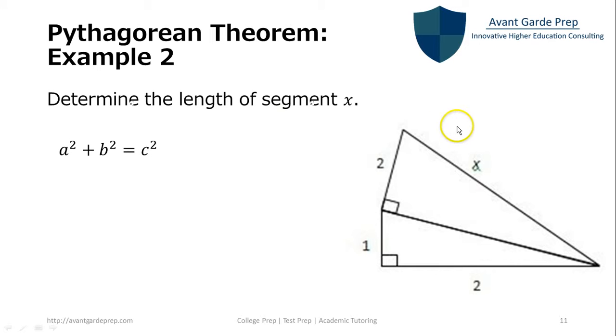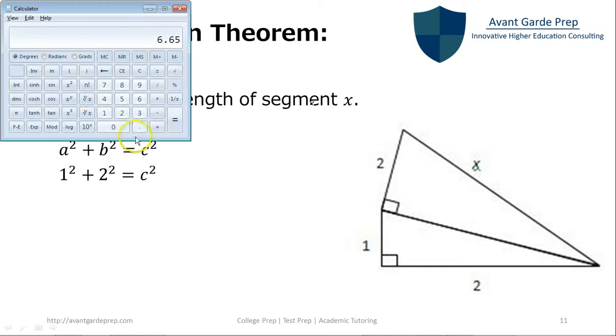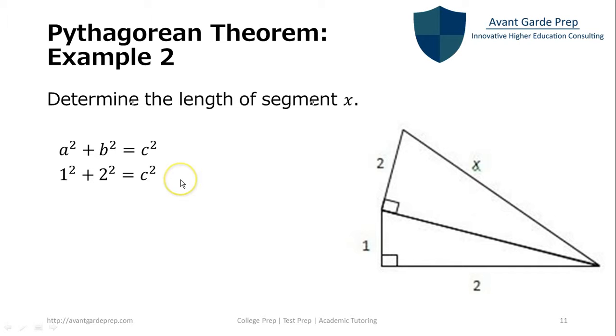So for the smallest triangle, this smaller triangle here, we have one leg of 1 and one leg of 2. So let's go ahead and plug that into our Pythagorean Theorem. So here we have 1 squared plus 2 squared equals c squared. And our hypotenuse here, that's going to be c squared, and it is across from the right angle there. So let's go over to our calculator, and we have 1 squared plus 2 squared, and that's going to equal 5.